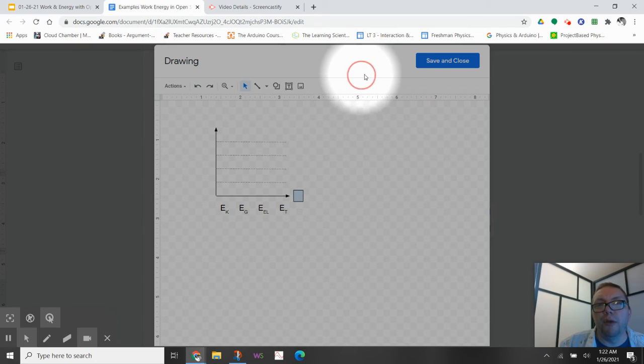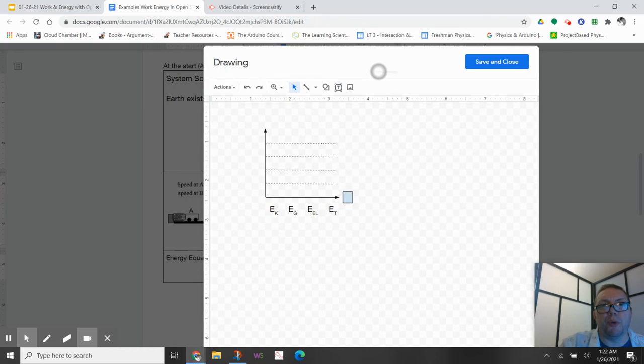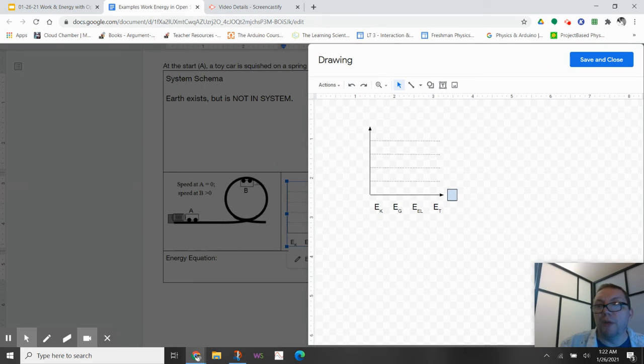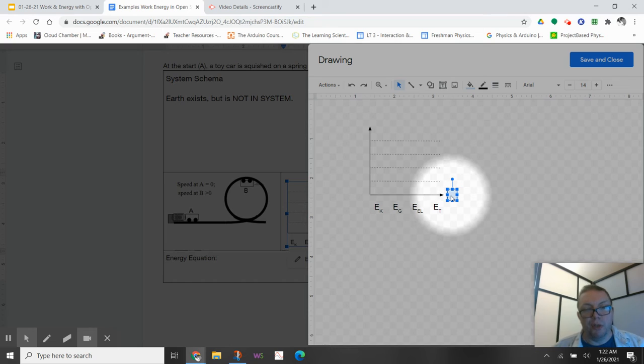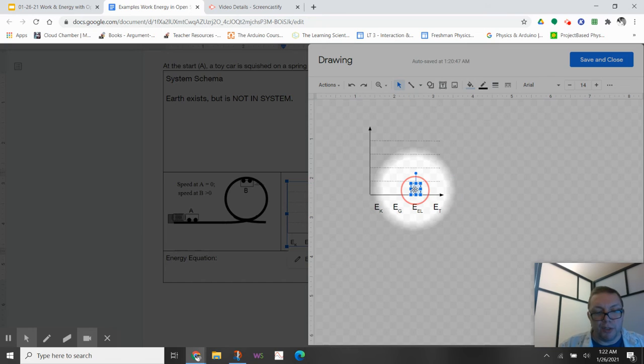And we see that as we're going through, remembering the spring is in our system. When the cart is at A, all the energy is stored in the spring. The spring is in our system. So all of the energy stored within that spring is in our system. So we can include that now as energy in our system.